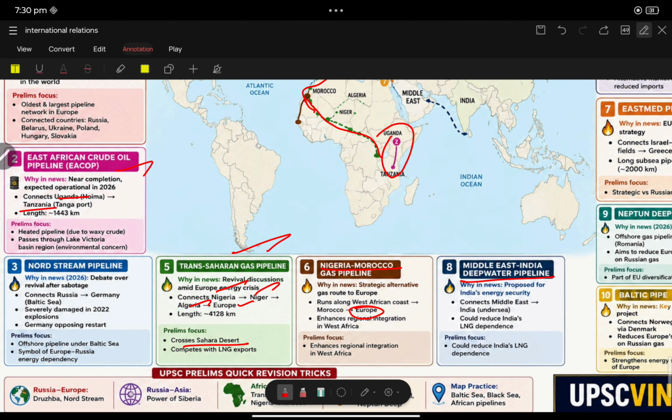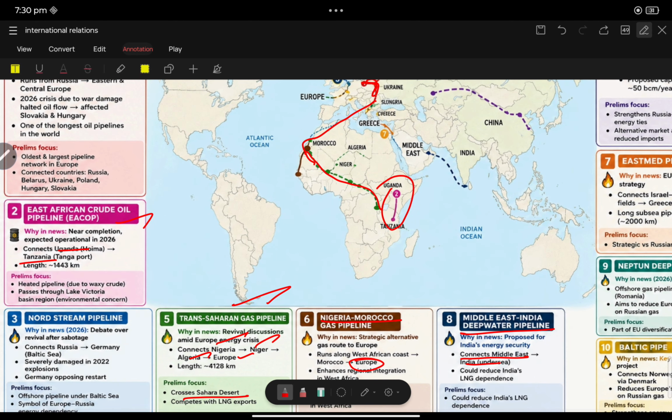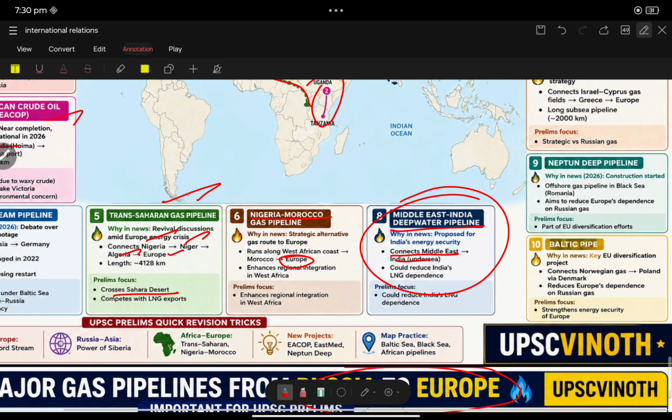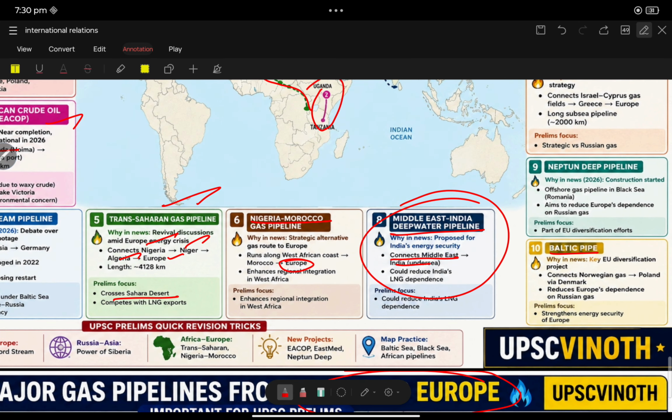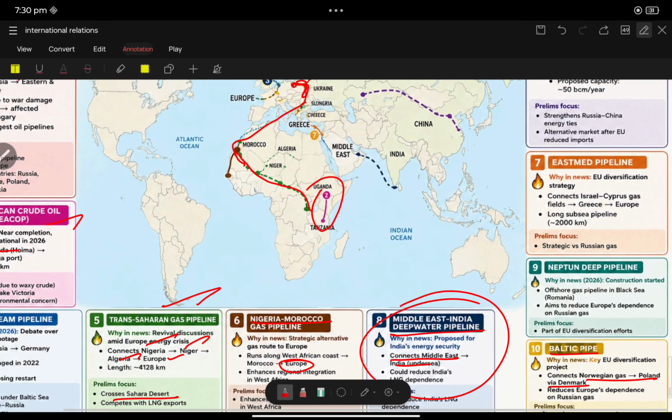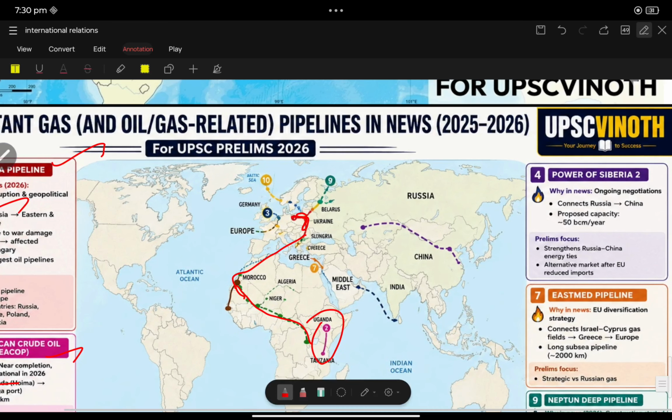Middle East deep water pipeline connects the Middle East and India. So this is within India. Fine. Baltic pipeline. So again, Norwegian gas, Poland via Denmark. See, all these pipelines are supplying gas to Europe.